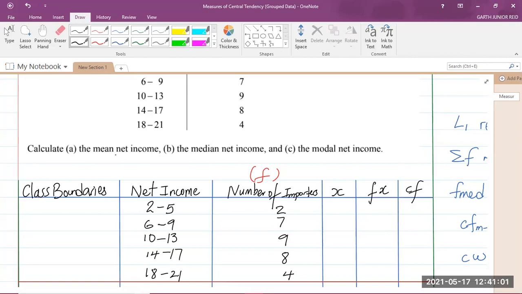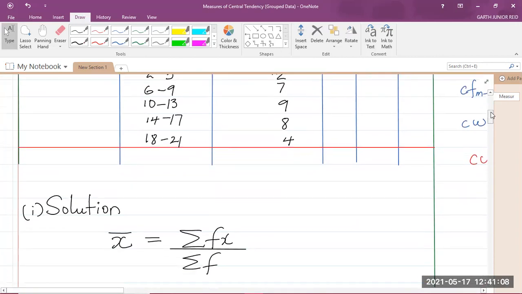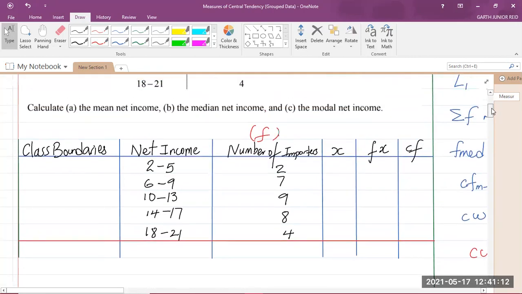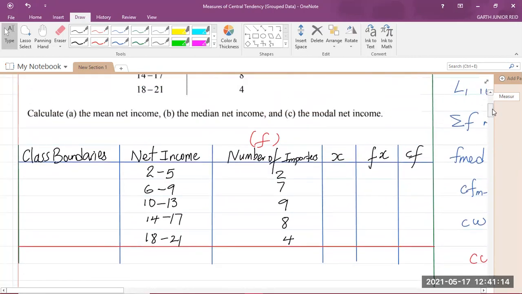The first thing we need is to find x. So let's look at the formula. The formula says the summation of fx over the summation of f. F represents the frequency. The x represents the midpoint. Now, in order to calculate the midpoint, we need to find the class boundaries.